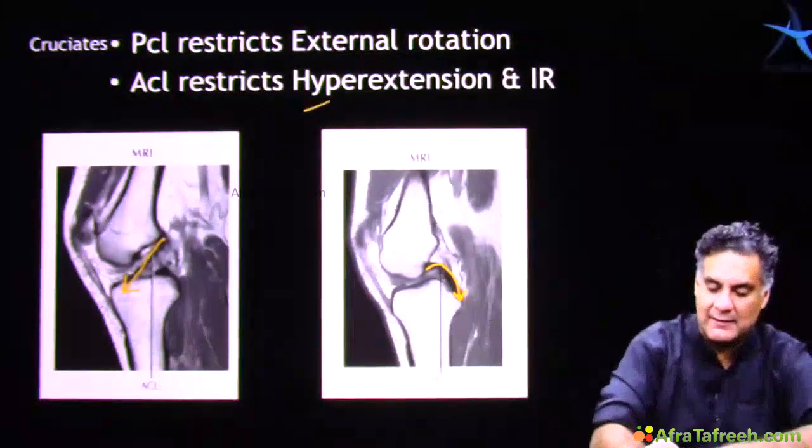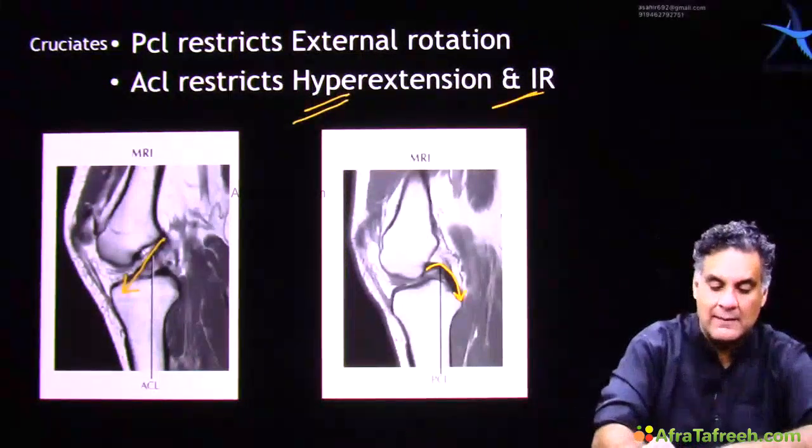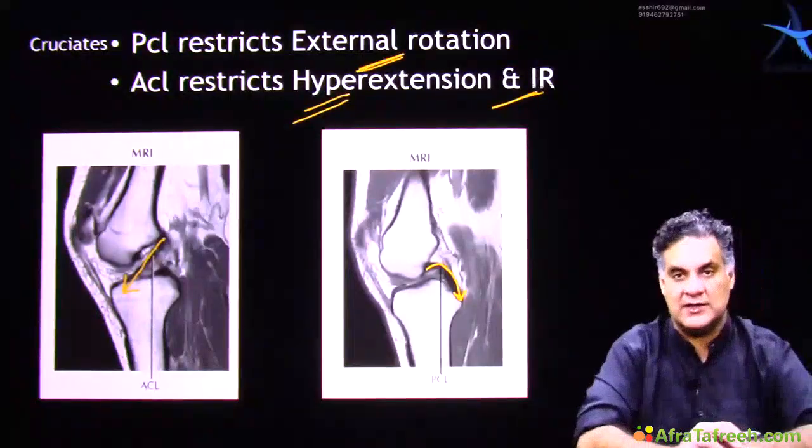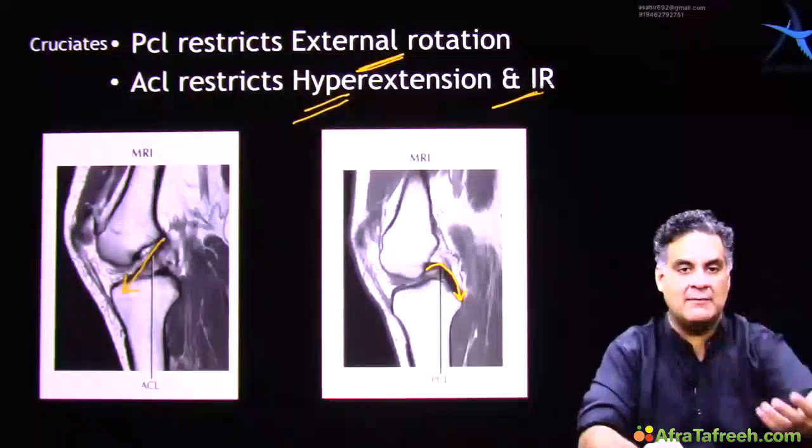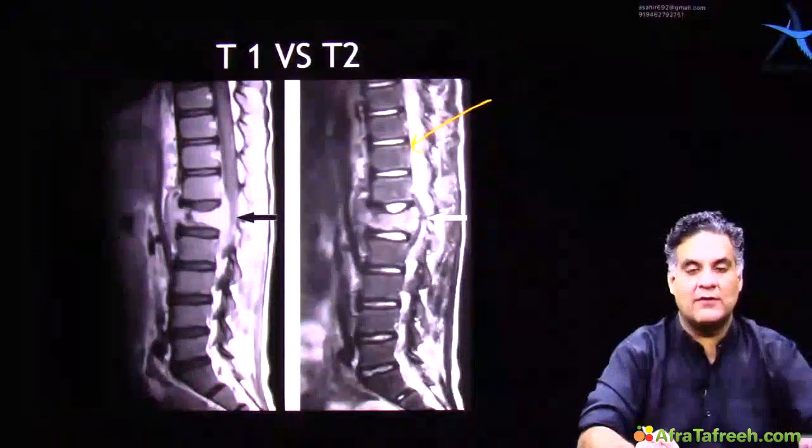ACL restricts the hyperextension and the internal rotation of the knee joint. PCL restricts the external rotation, and the movement they restrict, they're damaged by the same. And this is what you should always remember.